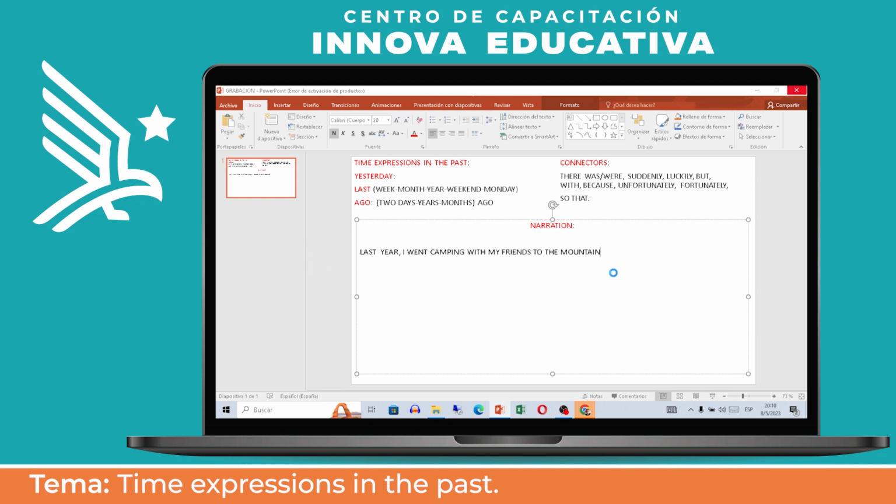I went camping with my friends to the mountain. Hasta ahí ya tengo la primera oración. El año pasado yo fui a acampar con mis amigos a la montaña.